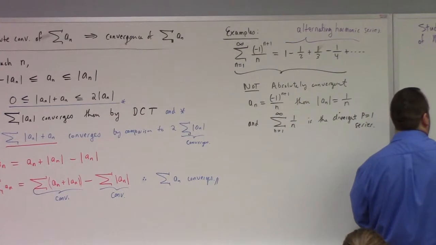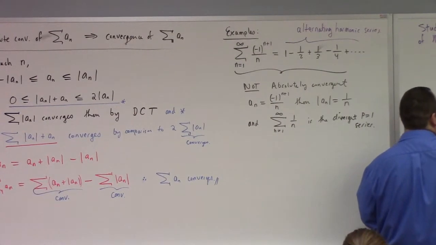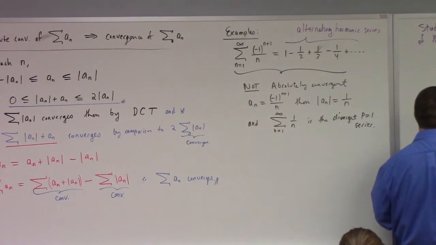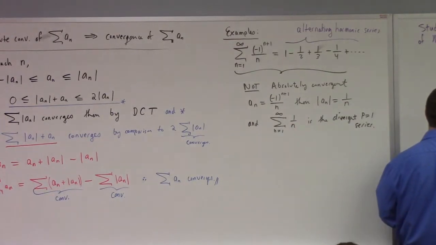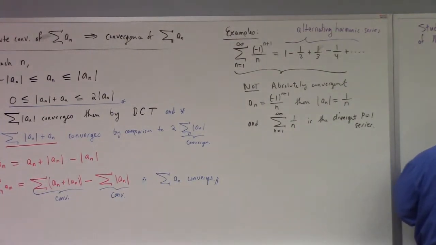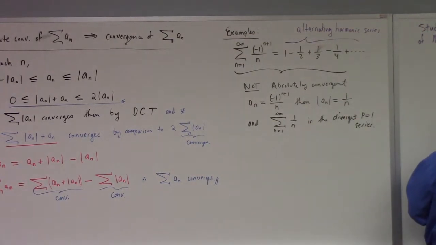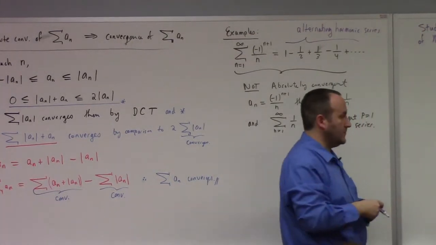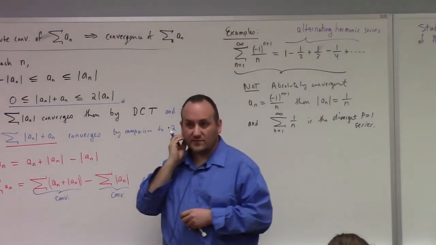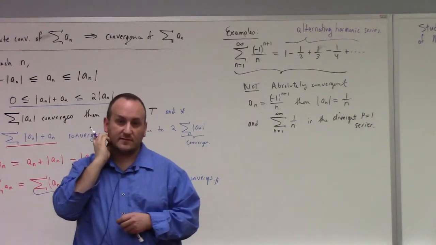And then what's S5? It would be S4 plus 1/5, which is 0.78333333. And then S6, we subtract a sixth, right?